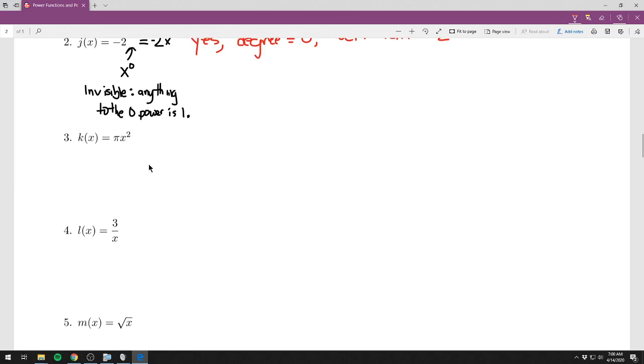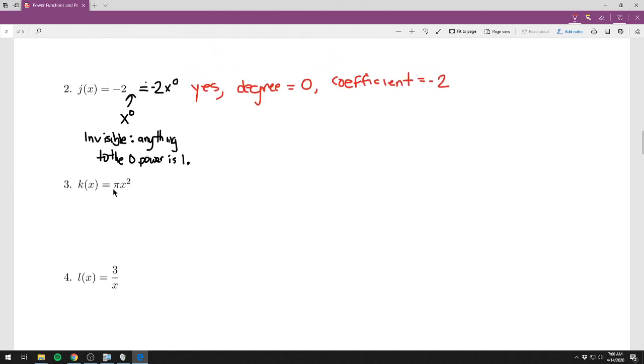Number 3 here, just to have like a messy kind of number, we have k of x equals pi times x squared. Is this a number multiplied by x to a positive whole number power, or not negative? And the answer is once again yes. Pi, even though we can't really write down what it is, we can only round it. It is a power function because pi is a real number. So the degree is the power, which is 2, and the coefficient is pi.